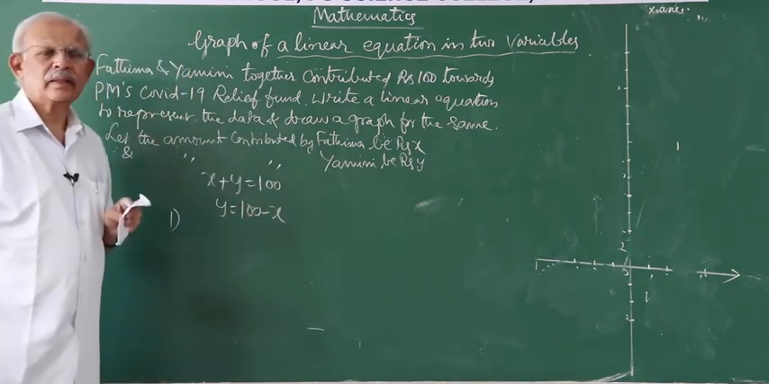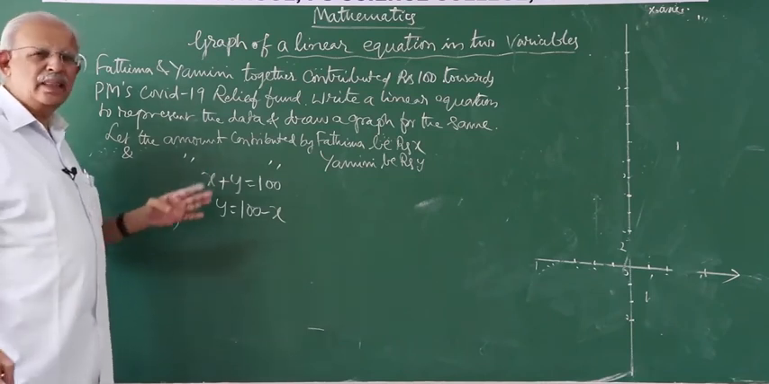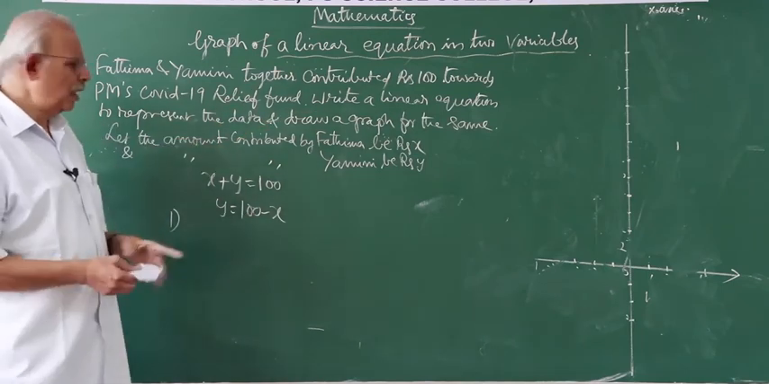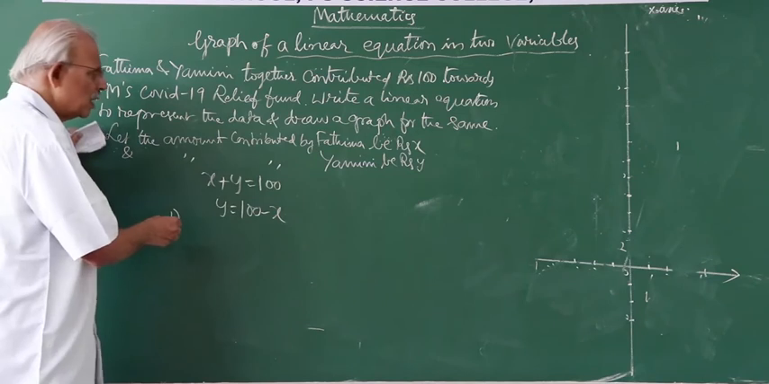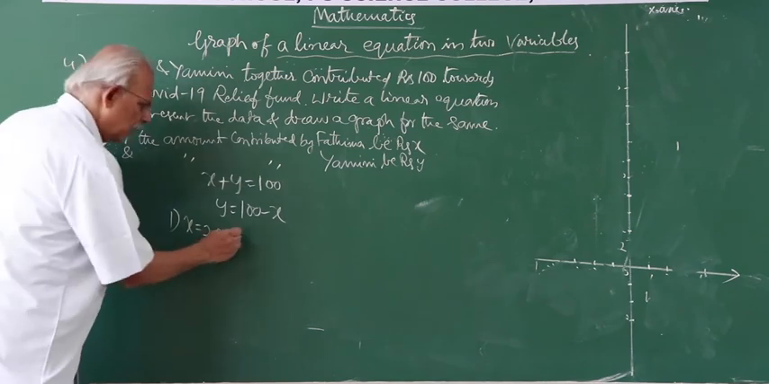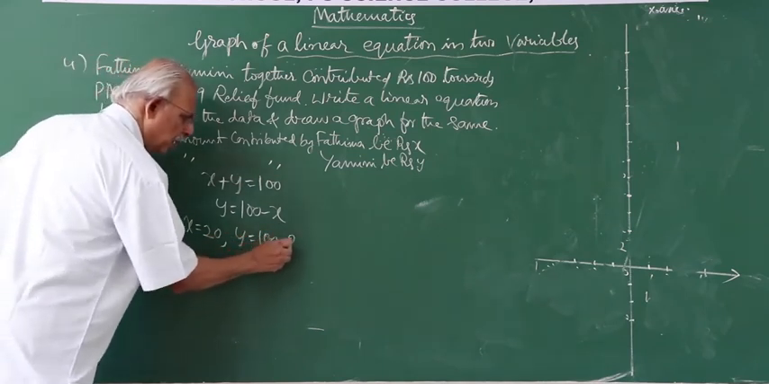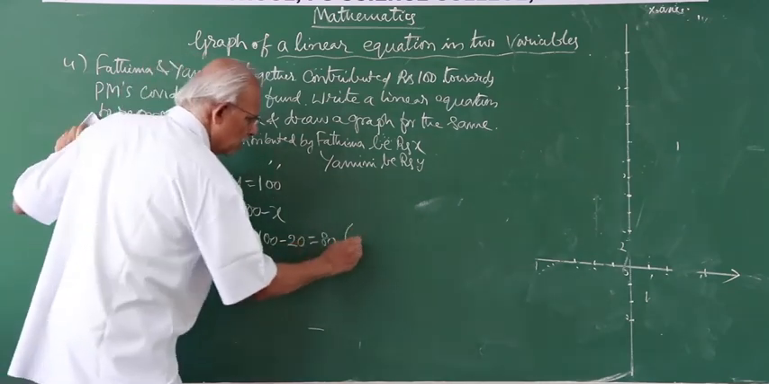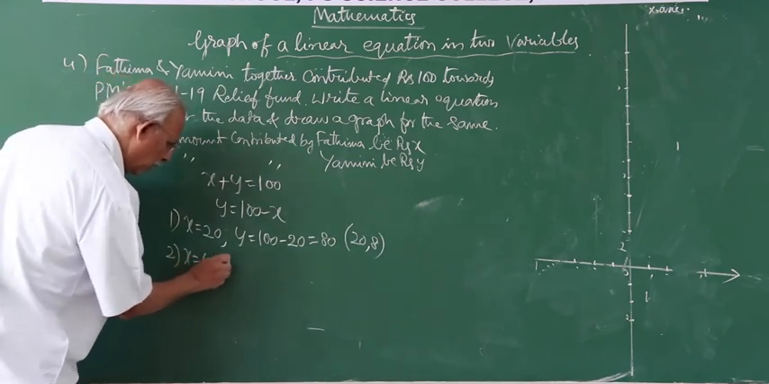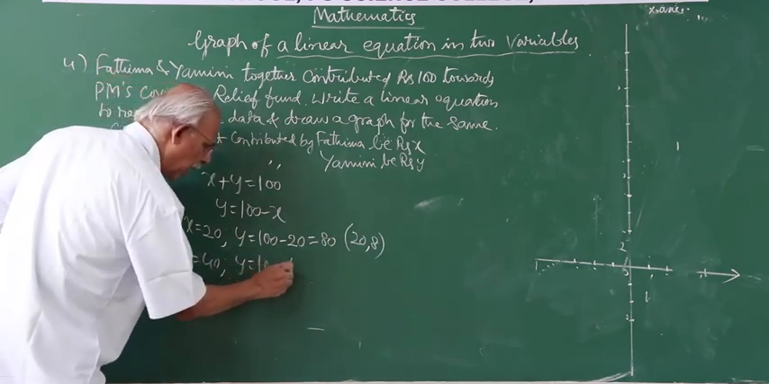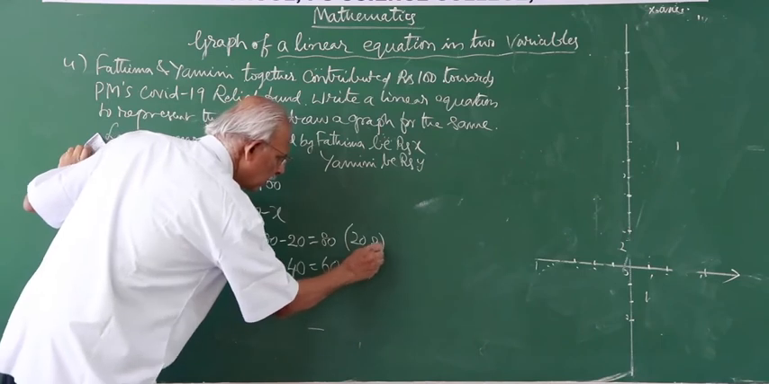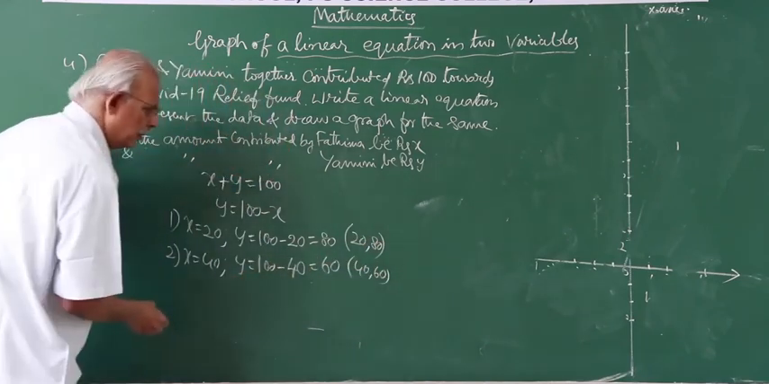Now here, if you go on taking small values like 1, 2, 3, it will be very difficult for you to plot. Therefore, you take, put x is equal to 20. Then y equals 100 minus 20, that is 80. That is 20 comma 80. Now put x is equal to 40. Y equals 100 minus 40, that is 60. That is 40, 60.